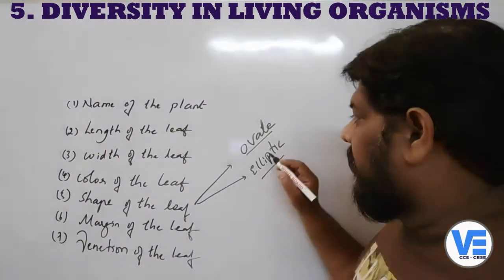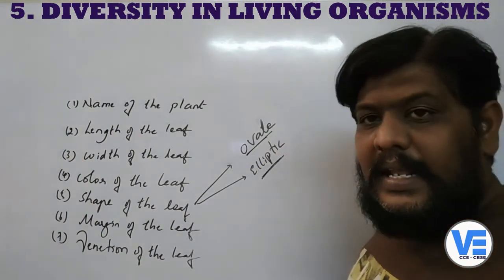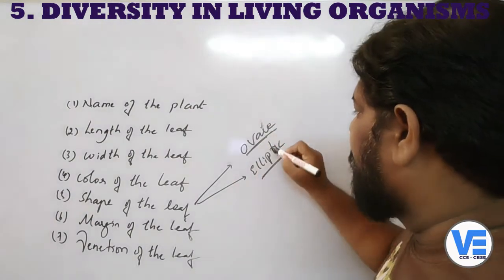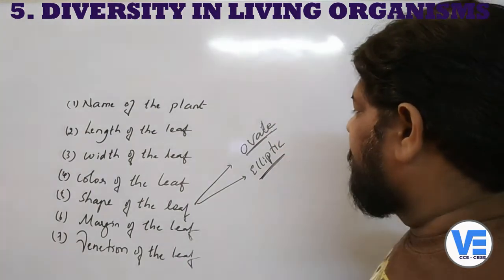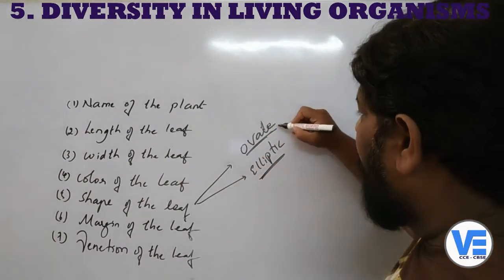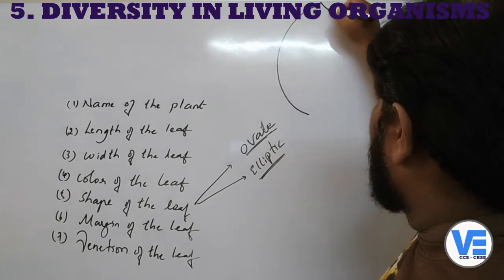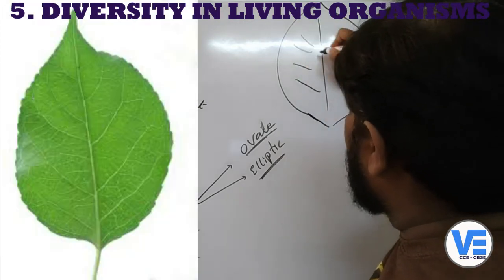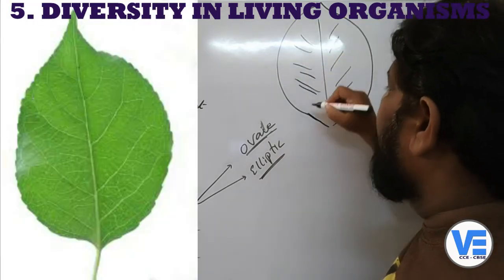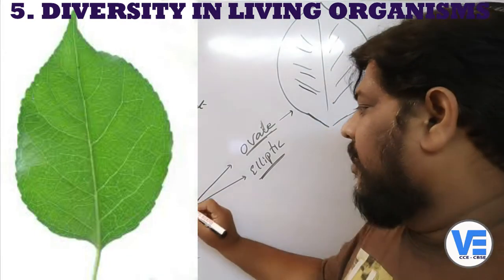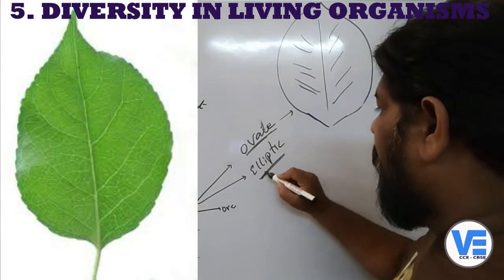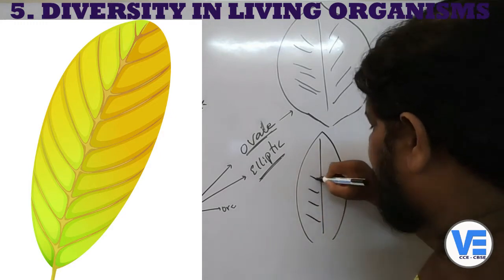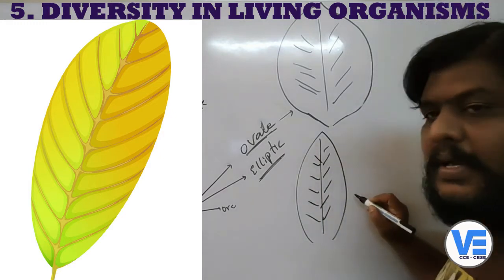If you check ovate and elliptic leaves, here we can see two different shapes of leaves. One is ovate and the second one is elliptic. Ovate is a kind of broad leaf. If you find a leaf in this shape, it is the ovate leaf. Now coming to the elliptic, it will be something like this, like an ellipse. If you find this kind of shape, that is the elliptic leaf.